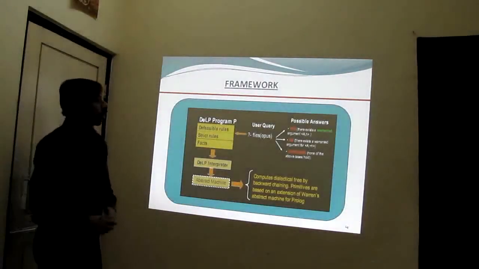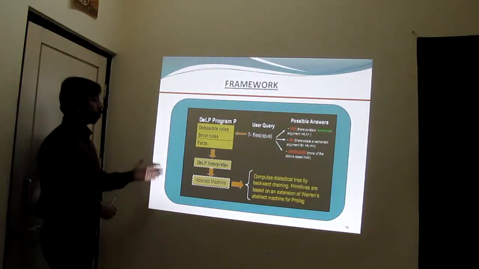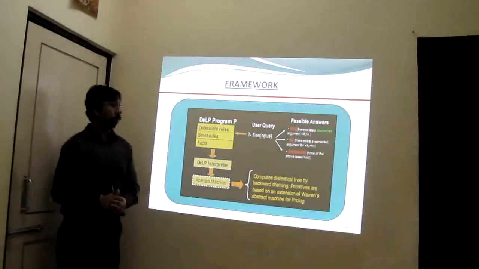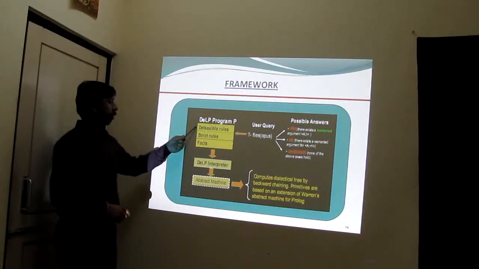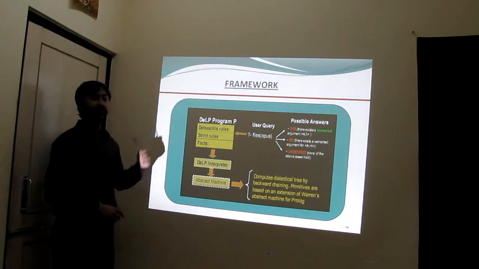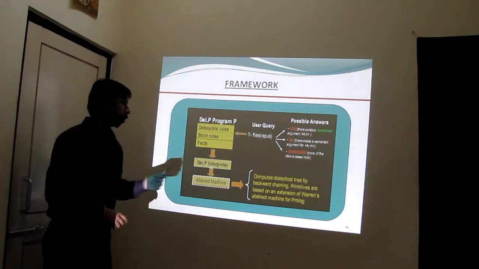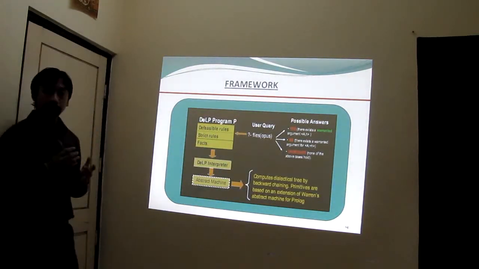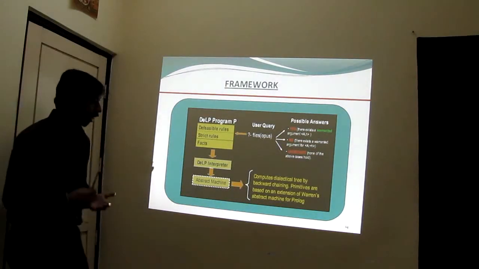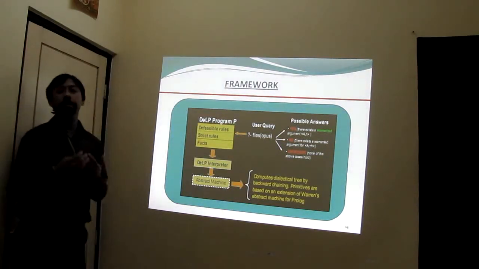So now you can see that this is the framework for defeasible logic programming. We submit a query, and we have the defeasible program with us, which consists of defeasible rules, strict rules, and facts. We submit the query and the defeasible program to the interpreter. The interpreter computes the dialectical tree by backward chaining and gives us the conclusion.